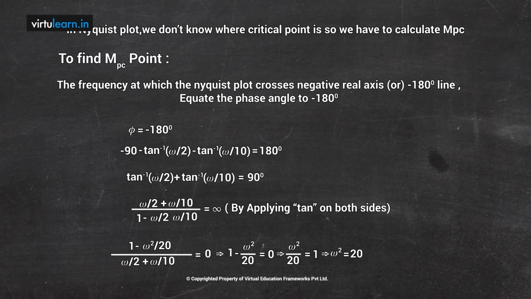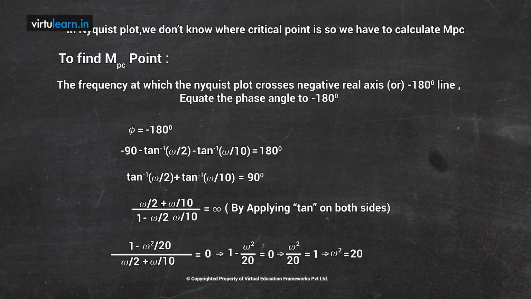We know the method to solve for MPC: take the phase angle expression and equate it to minus 180 degrees. So what is the phase angle expression? The transfer function is k by s into s plus 2 into s plus 10. The magnitude is k times 1 over omega under root of 4 plus omega square and under root 100 plus omega square. And the phase angle is minus 90 minus tan inverse omega by 2 minus tan inverse omega by 10. This phase angle expression is equated to minus 180 degrees.